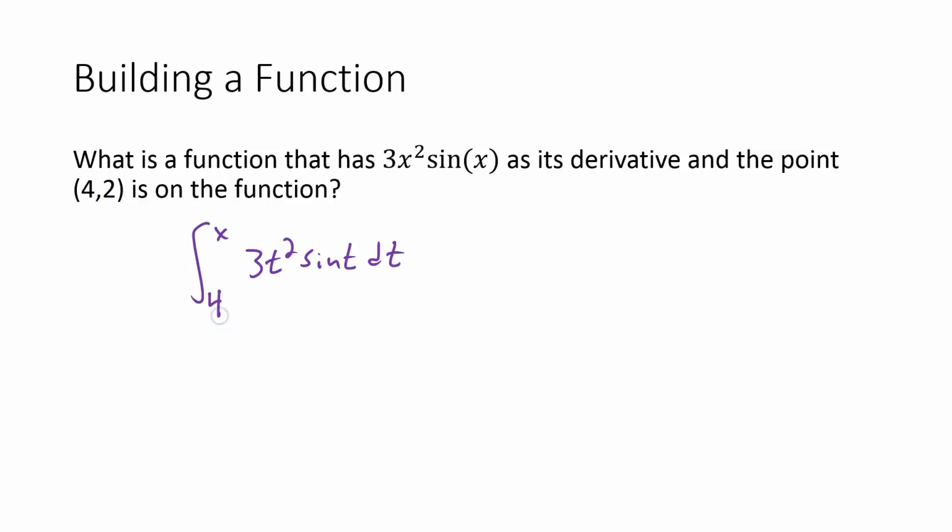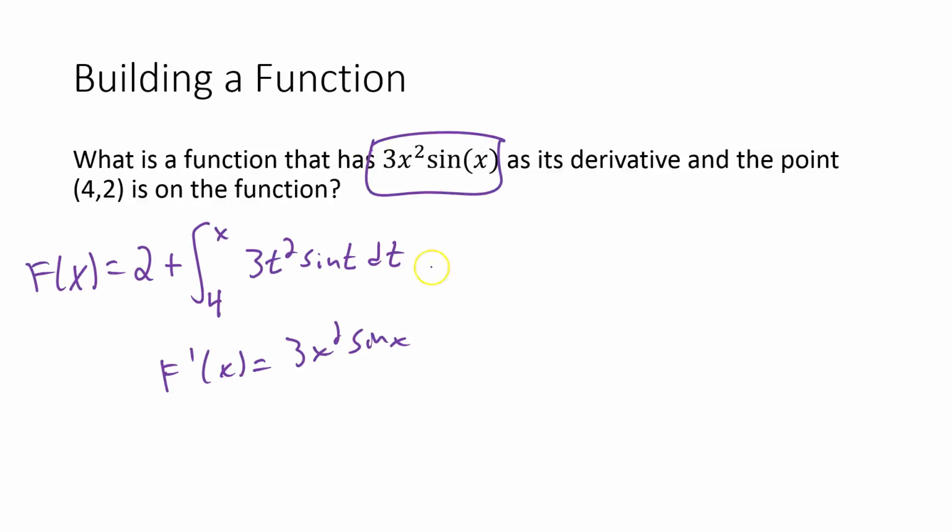But watch this, and this is where it really feels like you're cheating. I'm going to leave this as a 4. Now when I integrate from 4 to 4, it'll give me 0. All I have to do to get that 2 to happen, add 2 on the outside. I know it seems cheap, but that's all it is. Now if you take the derivative of this, this is a constant, so it disappears. When you take the derivative, you'll just dump the x in. So F prime will still be 3x squared sine x. So that's true. And when you plug in 4, 4 to 4 gives you nothing, and you add 2, so (4, 2) is on that graph. Crazy.